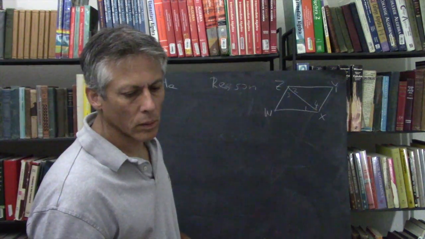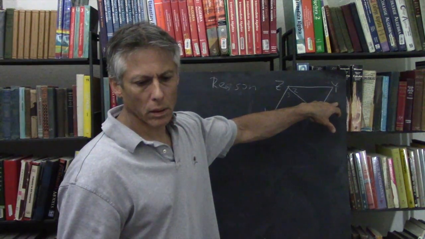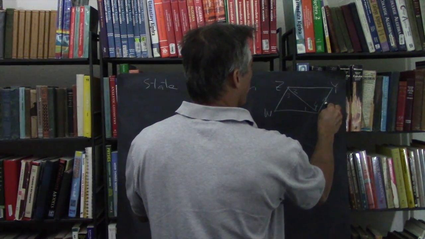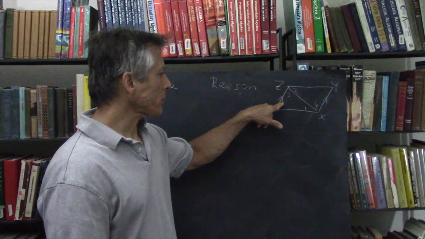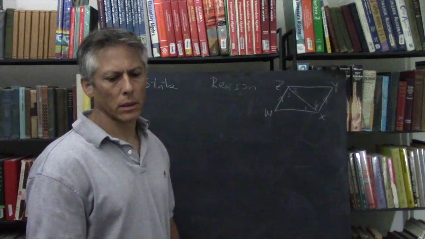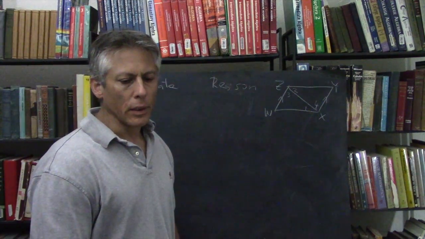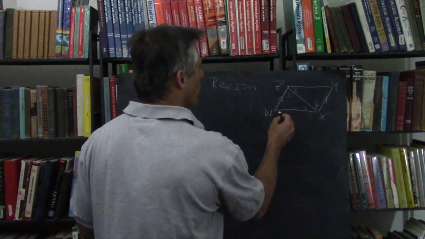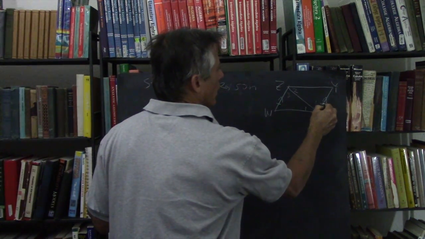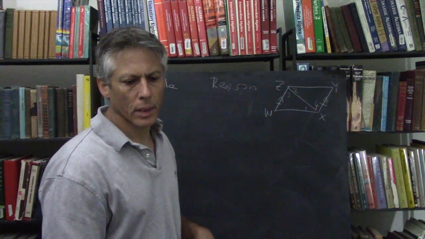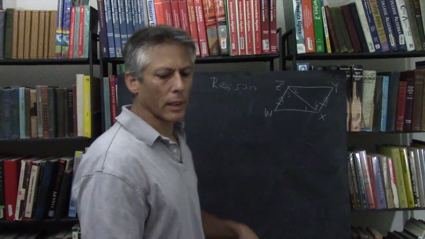So ZW is parallel to YX. Remember, we mark that with an arrow, and that shows that they're going in the same direction. Okay, it's something you'll have to get used to and memorize. And ZW is congruent to XY. So they go in the same direction, and they are congruent. Okay, and then we want to show that the top is parallel to the bottom again.